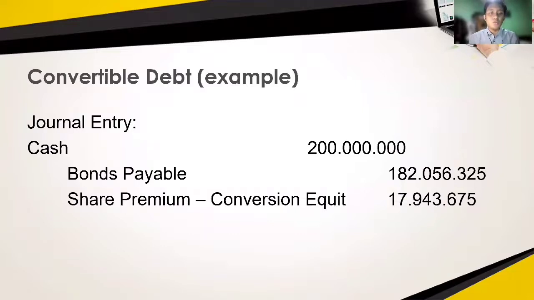Journal entry: we debit cash amounting to 200,000 million rupiah, and we credit bonds payable amounting to 182,056,325, and we credit share premium conversion equity amounting to 17,943,675 rupiah.